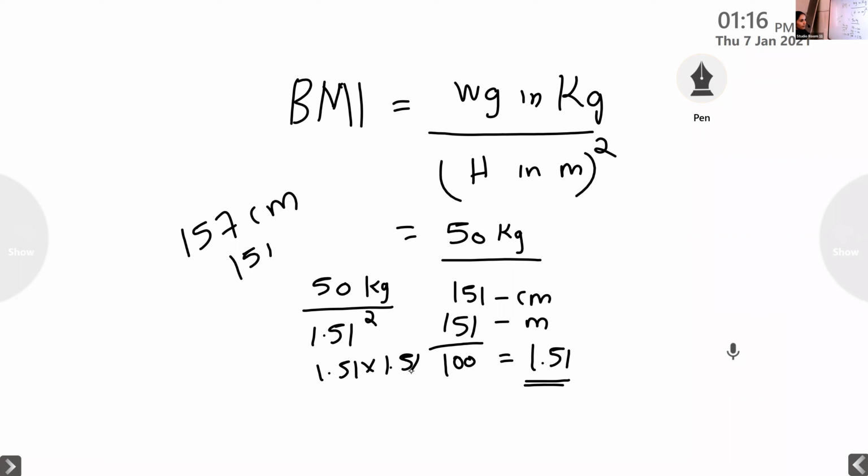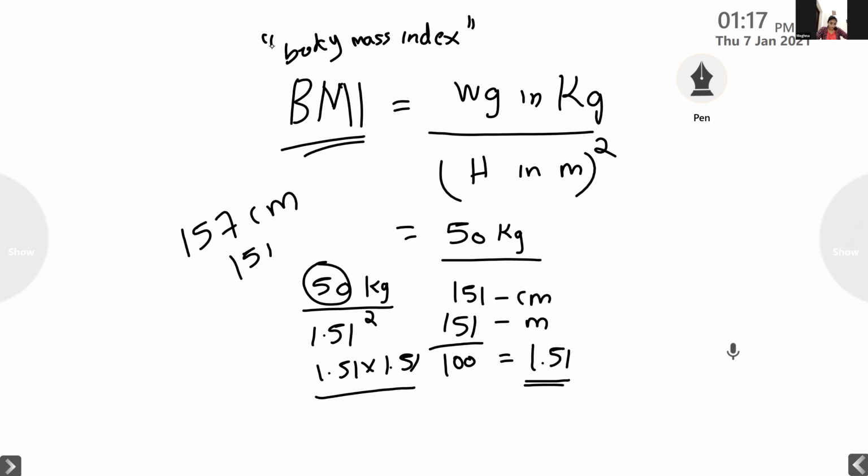Meghna, just calculate the value. First, do 1.51 into 1.51 and then divide it into 50. Reina, just calculate. You can use the calculator. That's the full form of BMI, Meghna. Already discussed it in theory part. BMI? Body mass index. Very good. Reina, calculate your BMI.